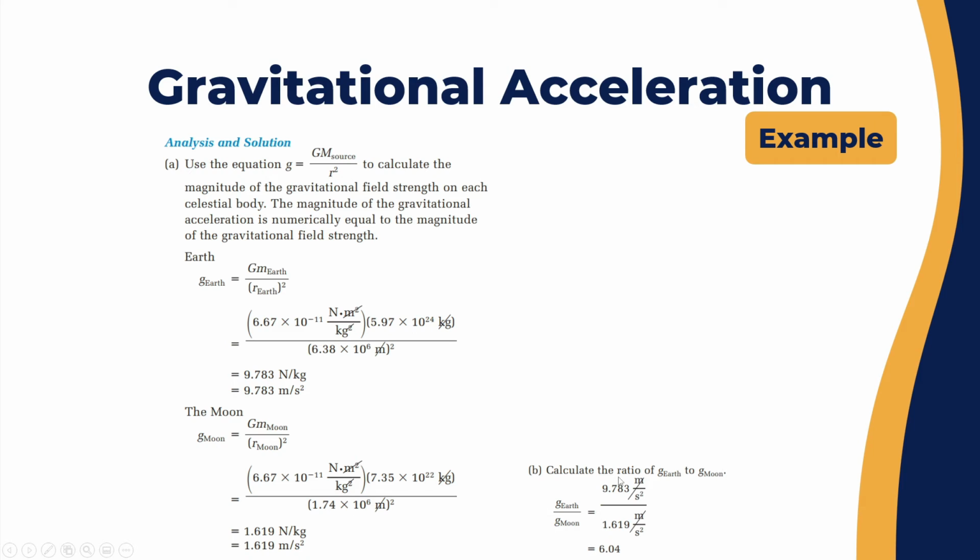That is easy. Ratio g Earth to g Moon means g Earth divided by g Moon. That is the definition of ratio. 9.7 over 1.6 will give you 6.04, and ratio is unitless because you eliminate the units altogether.